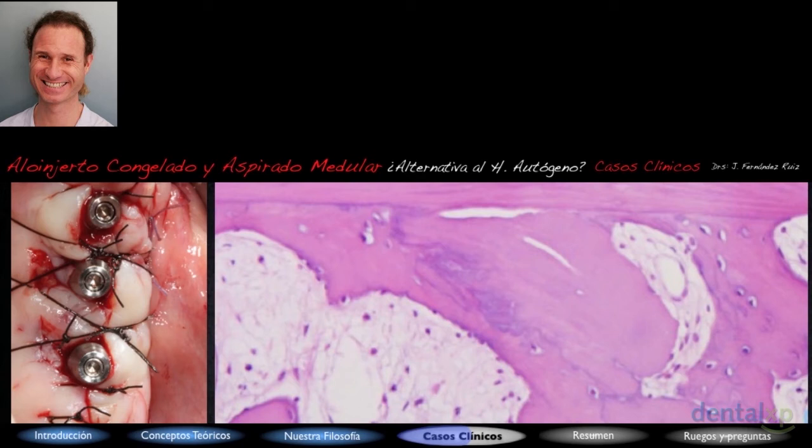So the allograft has a remodulation sequence that is lower in rate or in speed than that of the autogenous bone graft.